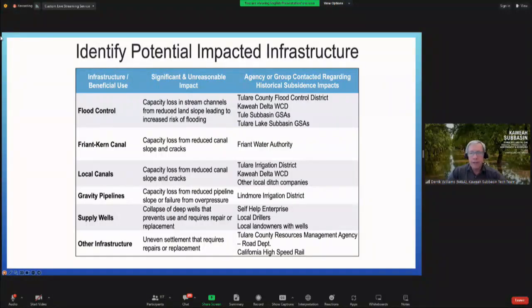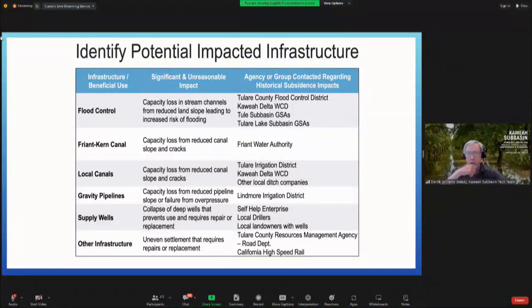So to be protective, the GSAs identified all potentially impacted infrastructure. And this chart lists some of them, but importantly, the GSAs spoke with all the agencies that either own or operate these infrastructures to understand those agencies' concerns and to make sure that the limits on subsidence set by the GSAs are in line with what the various agencies want.